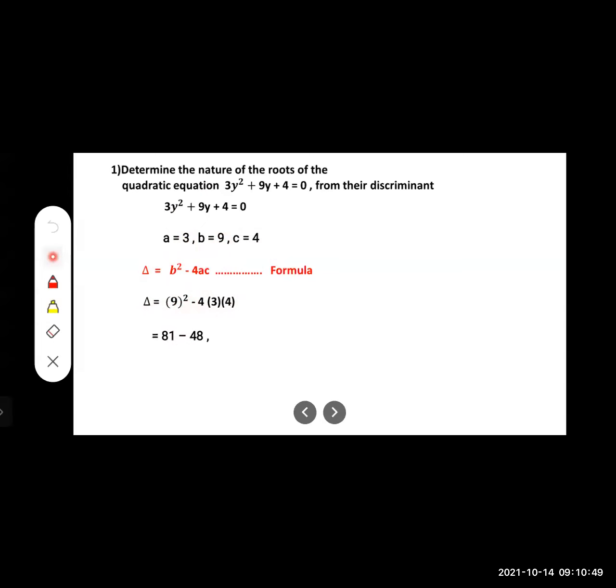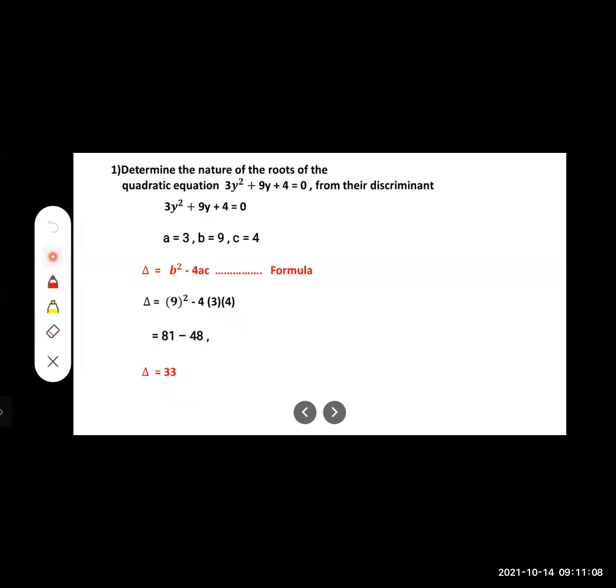9 nines are 81 minus 4 threes are 12, 12 fours are 48. Okay, 81 minus 48. So it's a difference, sign minus it. So you will get 33. So delta value is how much? 33.